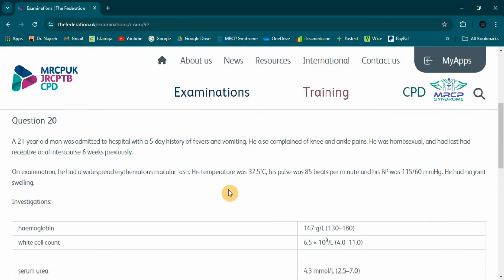A 21-year-old man was admitted to hospital with a 5-day history of fevers and vomiting. He also complained of knee and ankle pains. He was homosexual and had last had receptive anal intercourse 6 weeks previously. On examination, he had a widespread erythematous macular rash. His temperature was 37.5 degrees Celsius, pulse was 85 beats per minute, and BP was 115 over 60 millimeters mercury. He had no joint swelling.